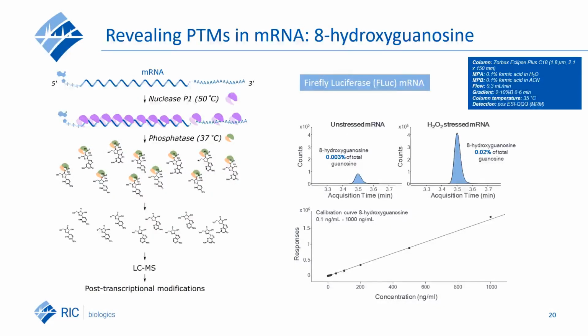To conclude, we can also make use of LC-MS to screen for modifications in the mRNA, such as 8-hydroxyguanosine, which is a result product of oxidation. Now, how do we quantify this product? Therefore, we cleave the whole mRNA into single nucleotides.